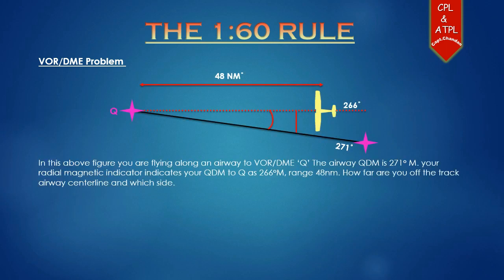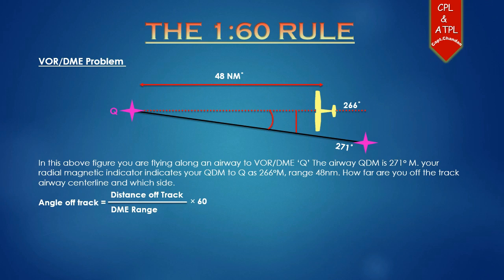In the above figure, you are flying along an airway to VOR DME Q. The airway QDM is 271 degrees magnetic. Your radio magnetic indicator indicates your QDM to Q as 266 degrees magnetic, range 48 nautical miles. How far are you off the track, the airway center line, and on which side?